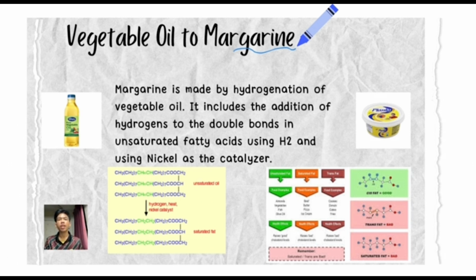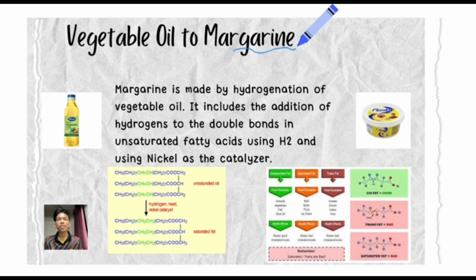Today I want to share about a real life application of the addition process in organic chemistry. It is about the process of turning vegetable oil into margarine. Margarine is made by a process called hydrogenation of vegetable oils. It includes the addition of hydrogens to the double bonds in unsaturated fatty acids, using hydrogen gas and nickel as the catalyst.